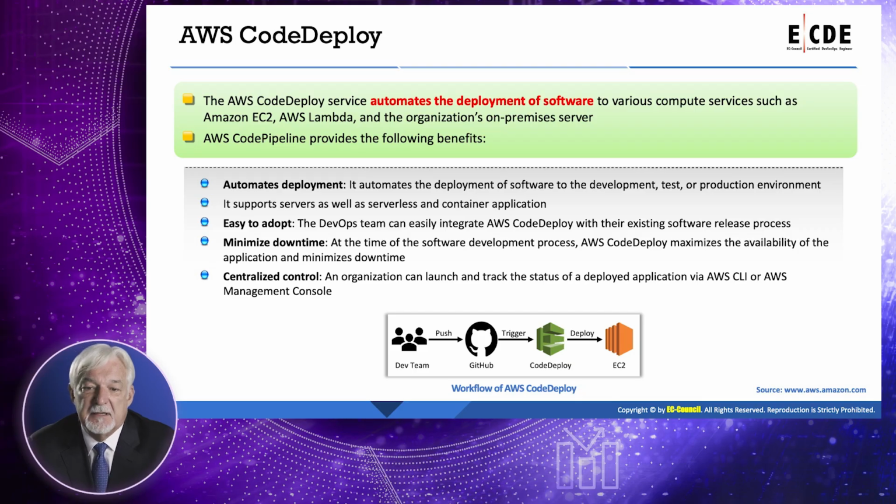So basically, you have the dev team that does a push to GitHub. It triggers a code deployment, and then you have the code deployment that occurs in the Elastic environment over there on the right.